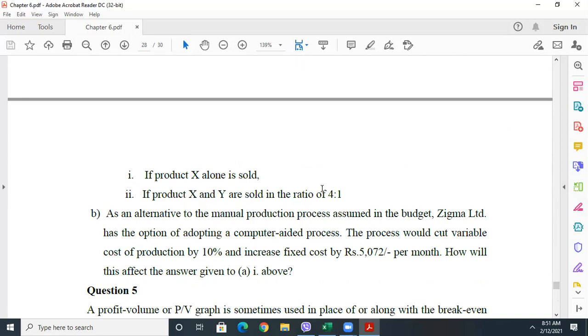If product X alone is sold. If product X and Y are sold in the ratio of 4:1.